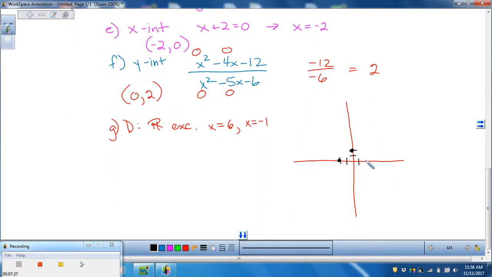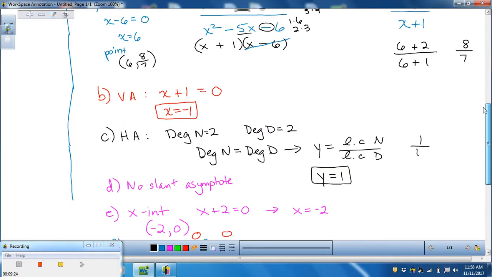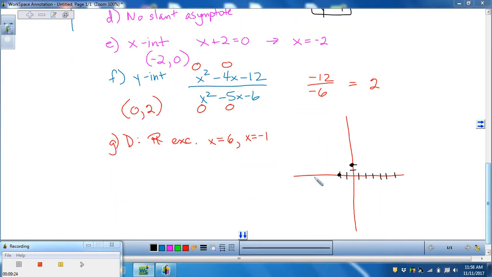So 1, 2, 3, 4, 5, 6. We have the hole is at 6, 8 sevenths. So 1, 2, 3, 4, 5, 6. 8 sevenths is a little bit more than 1. So we're going to put an open circle at that location.